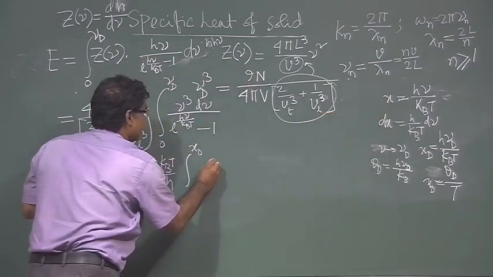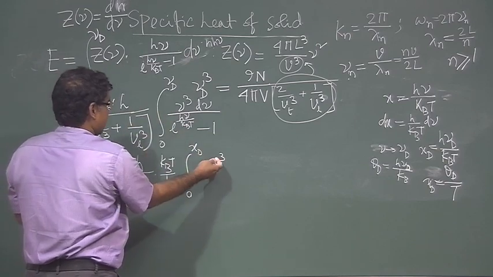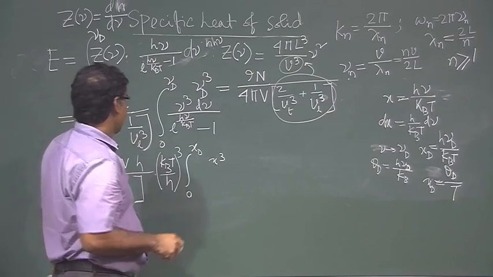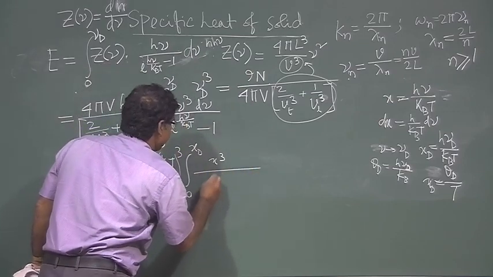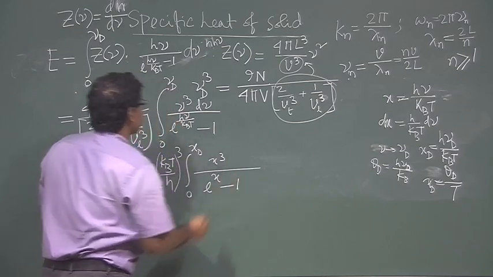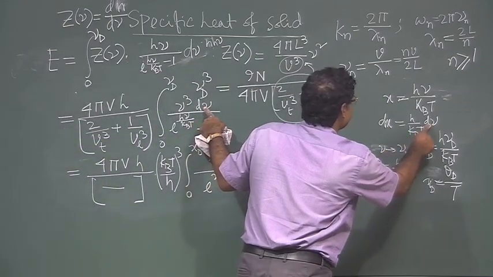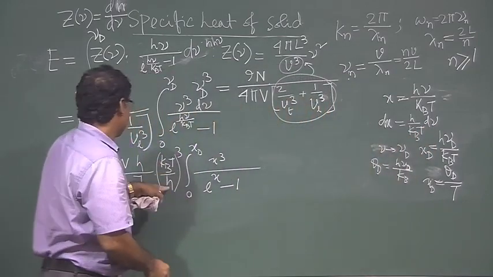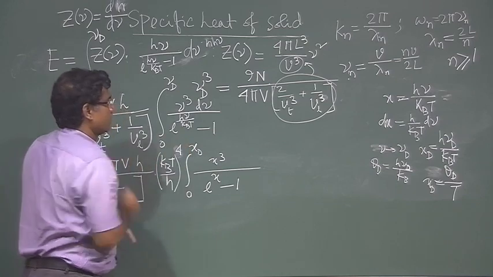So, x I will keep inside. So, nu cube, so x cube. Okay, so this will be cube, fine. Then divide by e to the power x minus 1, and for d nu I will get kbt by h dx. So, kbt by h, so it will be 4.